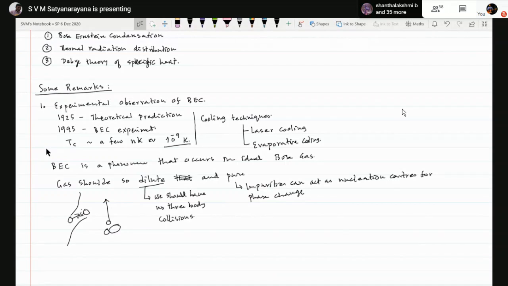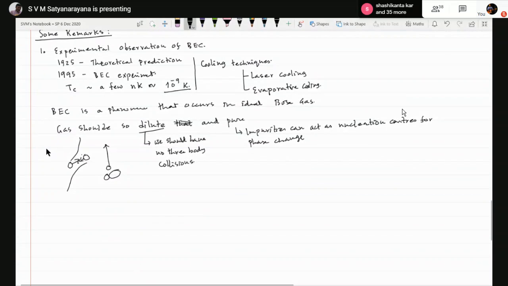Then when you are trying to cool this system, in terms of laser cooling, essentially the idea is that your average kinetic energy of the particle at temperature T is given by 3 by 2 k_B T.